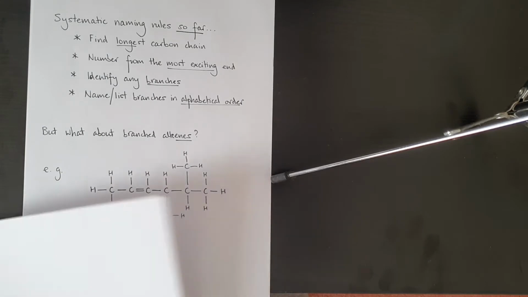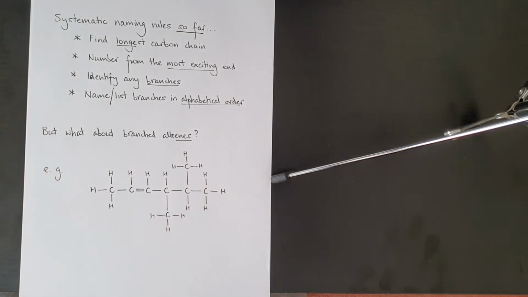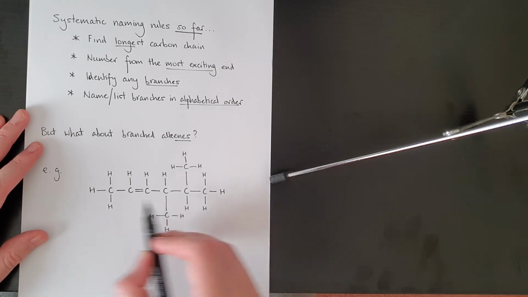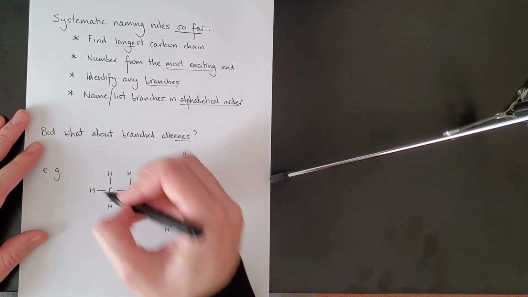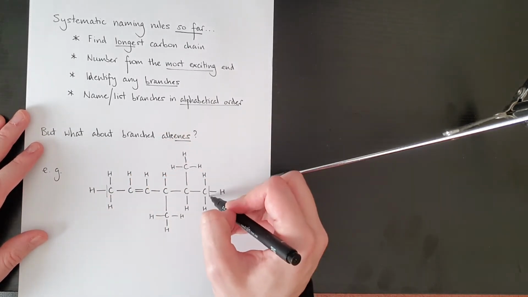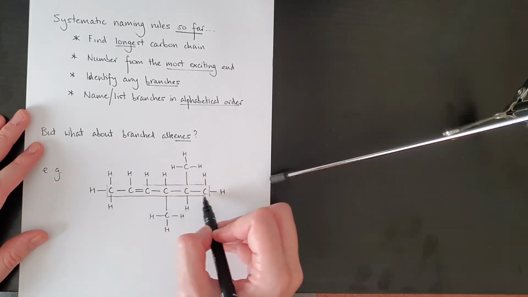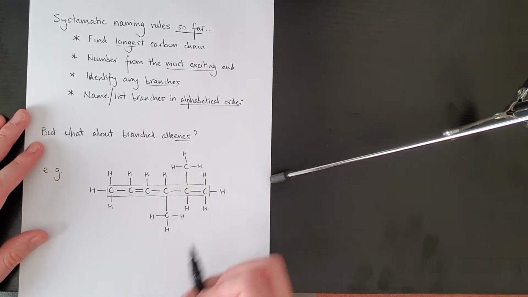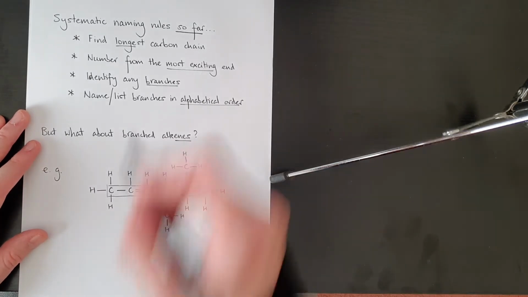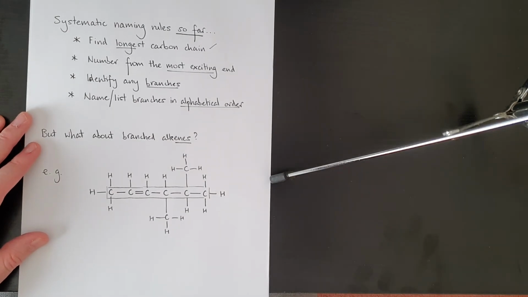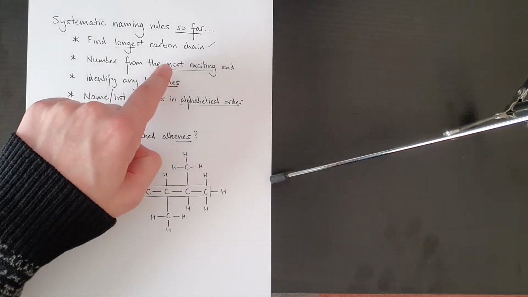Because we're then left with the dilemma of, okay, if we look at this compound here, for example, it would be quite easy to identify the longest chain. We can see, I'll just do it for quickness here, it's across the middle. We have 6 carbons all joined together. So the first step is actually quite easy, and it's not changed. However, the problem now lies in determining which end is the most exciting.